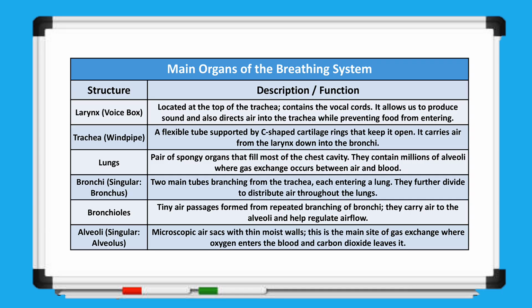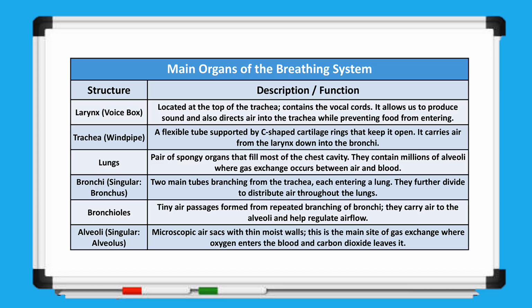As the trachea reaches the chest area, it divides into two branches known as the bronchi. One bronchus leads to the left lung and the other to the right lung. These bronchi act like the main airways or major roads, which further divide into smaller branches inside the lungs. Their purpose is to distribute air evenly to both lungs so that each part receives enough oxygen.